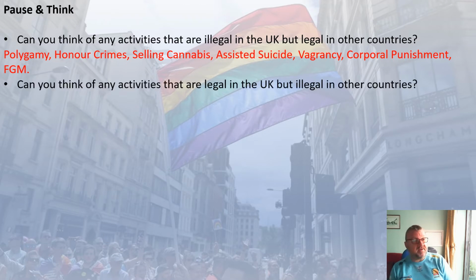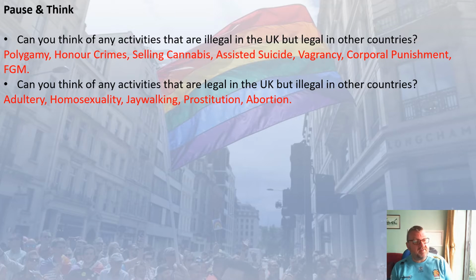Let's look at the second thing to think about. Can you think of activities that are legal in this country but illegal in other countries? Again, if you're watching this on YouTube, pause, think about it, and then press play again. Again, not an inexhaustible list. Here are the ideas that I came up with. Adultery is legal in this country but illegal in others. Homosexuality, jaywalking, prostitution, and abortion are all technically legal in this country but illegal in others.